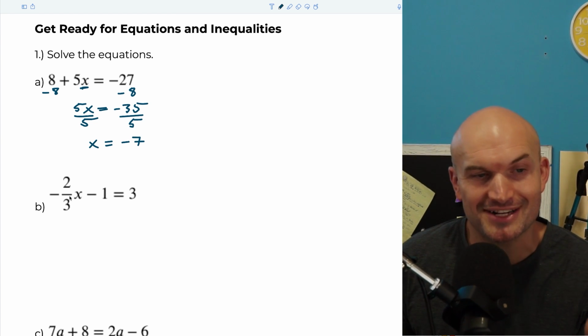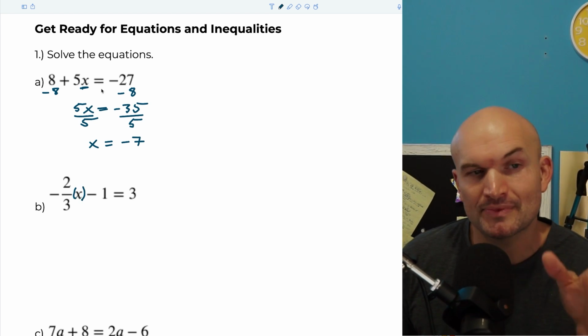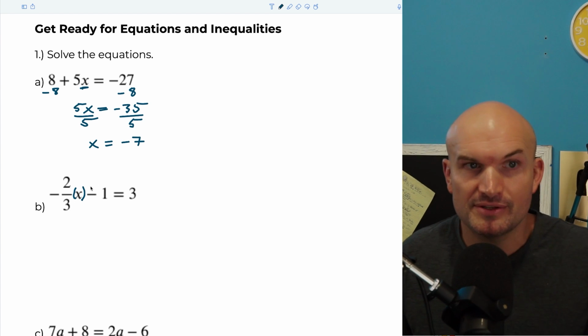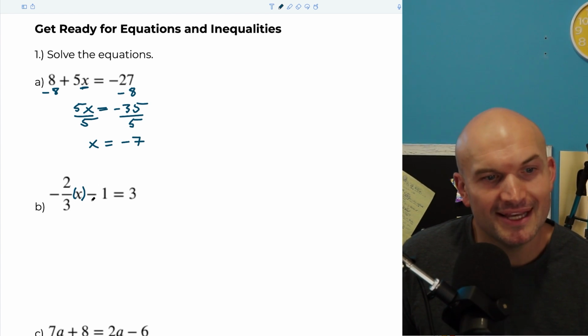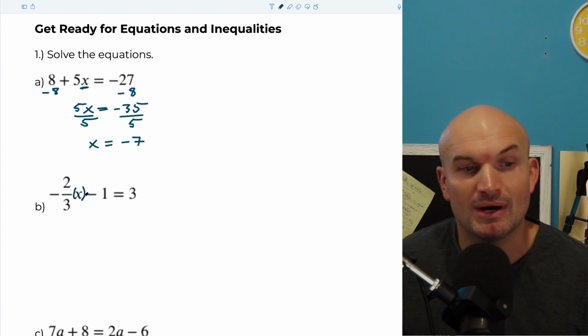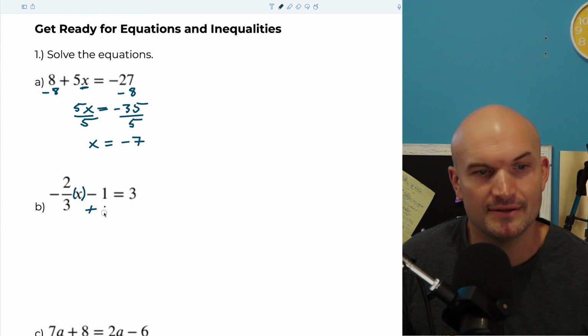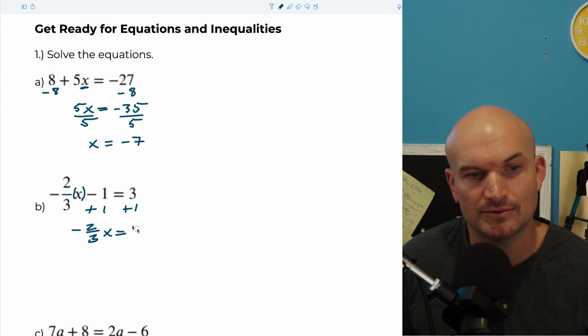They're like, I don't like fractions. But remember, what's really happening with this fraction? It's just being multiplied by the x, right? So like in the last example, we're going to do the exact same thing. First thing we're going to want to do is go ahead and undo addition and subtraction first. So I'm just going to add the 1 to both sides. So if I have a negative 2/3 x, it is now going to equal 4.